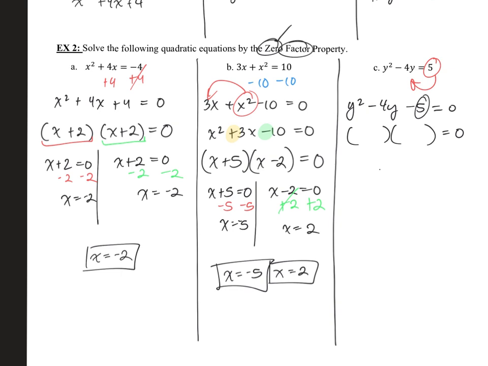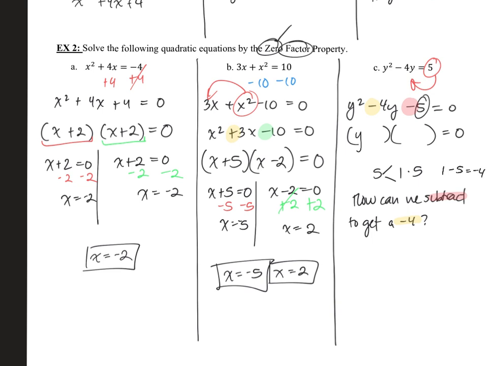Let's see, factors of 5. So 5 is prime, so it's just 1 times 5. And then our question being posed to us is how can we subtract to get a negative 4? Let me write that down. How can we subtract to get a negative 4? Well, factors of 5 are just 1 and 5. So to get a negative 4, we're going to do 1 minus 5, which would give me the negative 4.